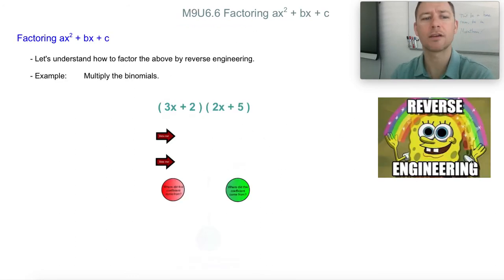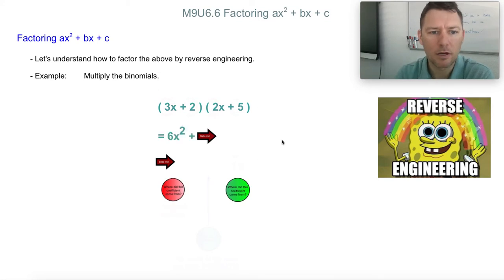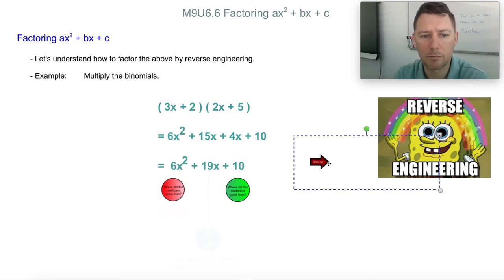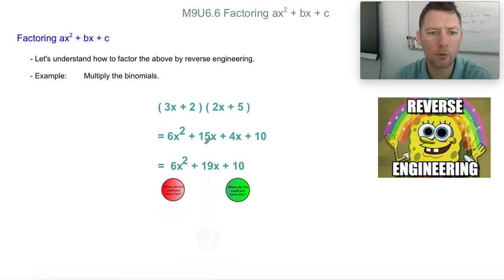So let's figure out how to do this by sort of reverse engineering. If we take something with an a term here, 3x plus 2 and 2x plus 5, and multiply these in, we're working backwards. You get 6x squared, you get 15x, 4 more x, and 10. And if you combine those, the 15 and the 4 give you this 19. Cool?